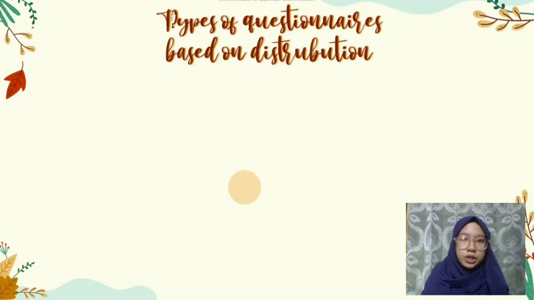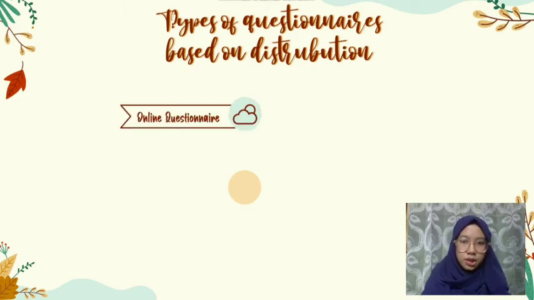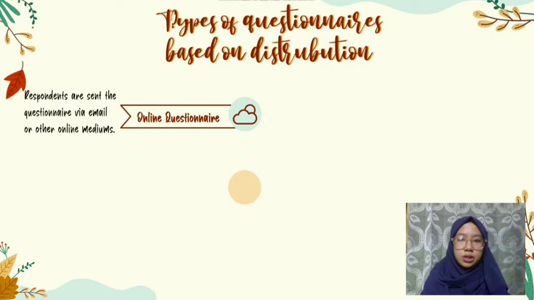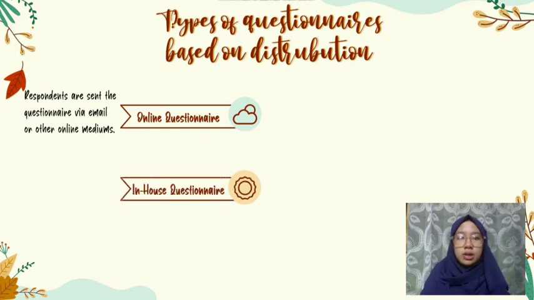Types of questionnaires based on distribution. First, online questionnaires. Respondents are sent the questionnaire via email or other online medium. This method is generally cost-effective and time-efficient. However, the disadvantage is that the respondents can easily ignore these questionnaires.